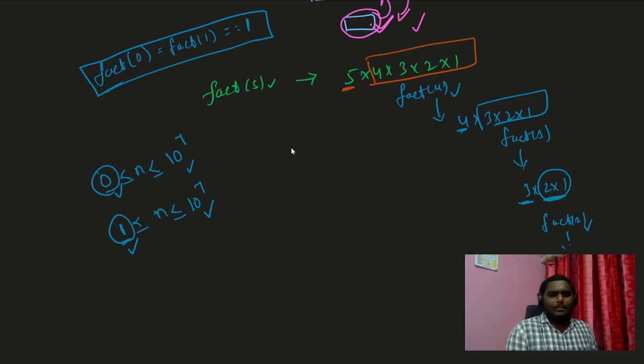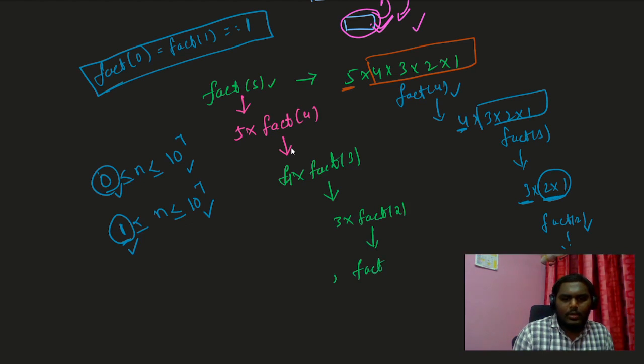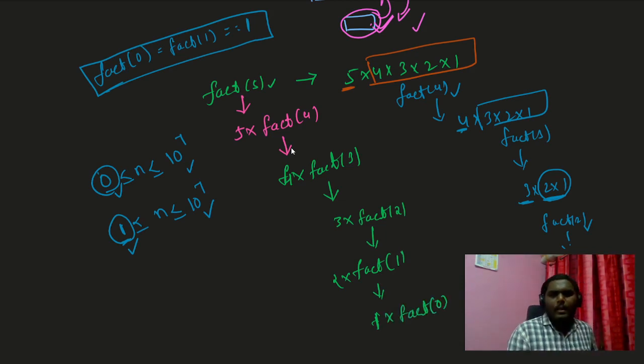Okay, now let's see. So we have generalized that. Finding fact of 5 is fact of 4, so again you will be writing fact of 4 as 4 into fact of 3, again 3 into fact of 2, again 2 into fact of 1, again 1 into fact of 0. And you can't go beyond that 0, right? That is the smallest subproblem that you are going to solve.